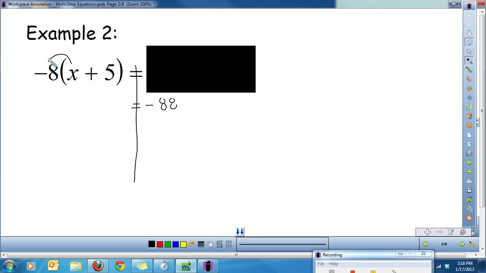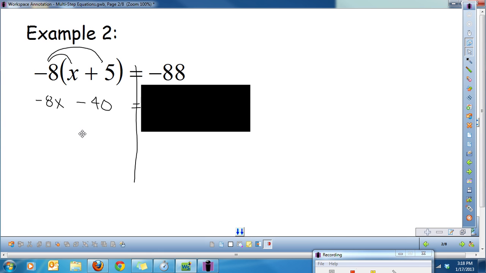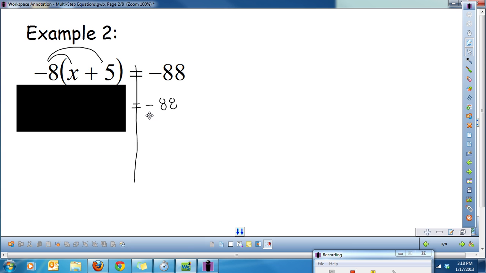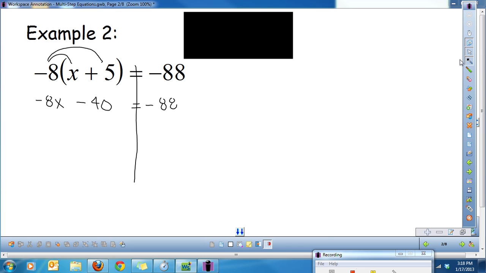I see that there's some distributing that we can do. So I'm going to distribute this -8 to x and +5. So -8 times x is -8x. -8 times 5 is -40. Now I'm going to ask myself the same thing again. Is this side simplified? Yes. I can't combine -8x with -40. Is this side simplified? Yes. It's just a -88. Now all my sides are simplified.